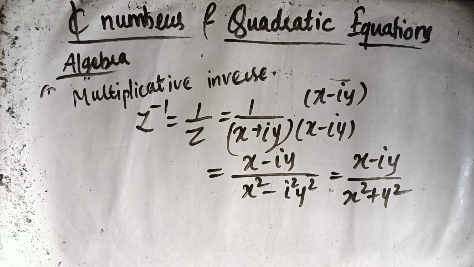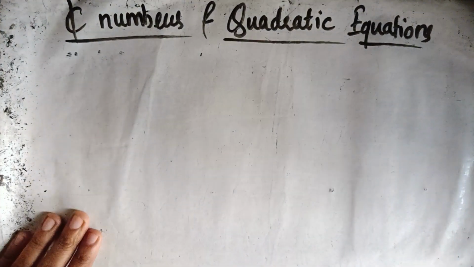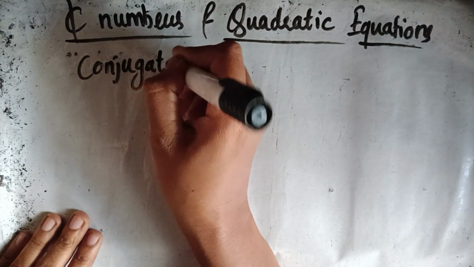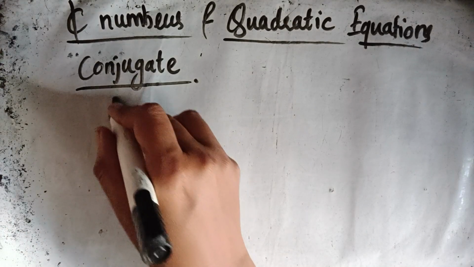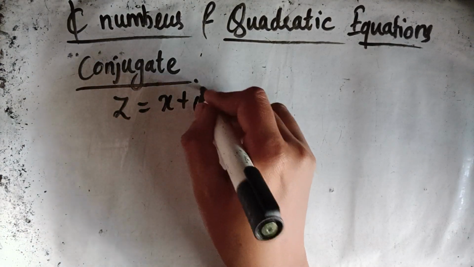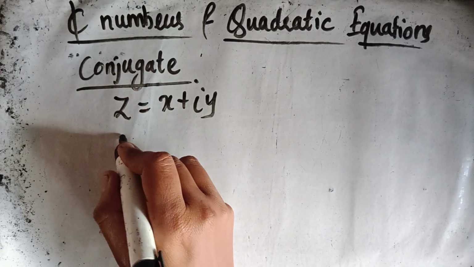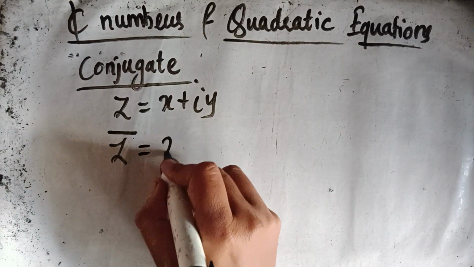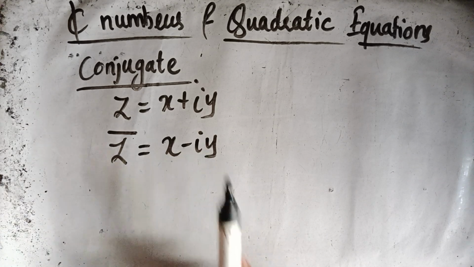Okay, next important thing is conjugate. Conjugate of a complex number. For a complex number z equal to x plus iy, its conjugate is denoted by z bar, and it is given by x minus iy. So you have to put minus sign for the imaginary part.